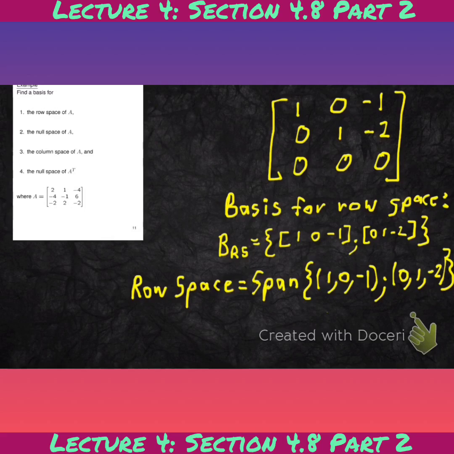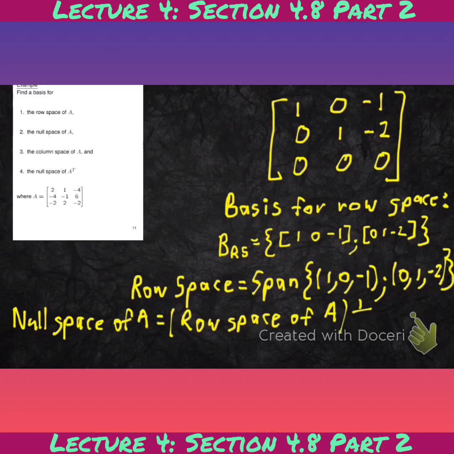So now how do I determine the basis for the null space? We know that the null space and the row space are orthogonal complements. So let's try and use that. The null space of A is the orthogonal complement of the row space of A. When is a vector in the orthogonal complement of a specific set, in this case this set?